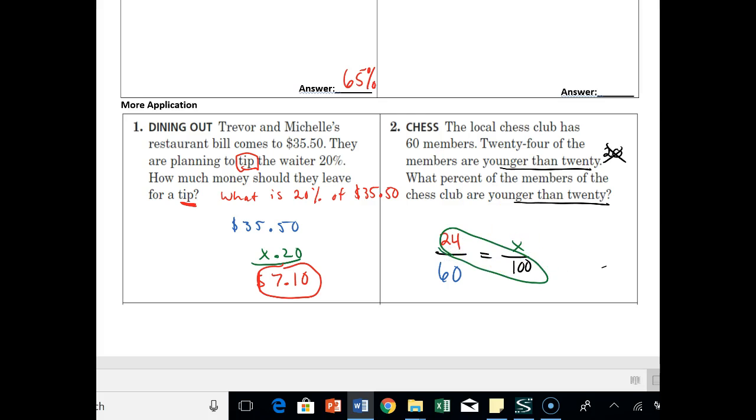So 60 times x is 60x equals 24 times 100, 2400. And I'll let you guys solve that.